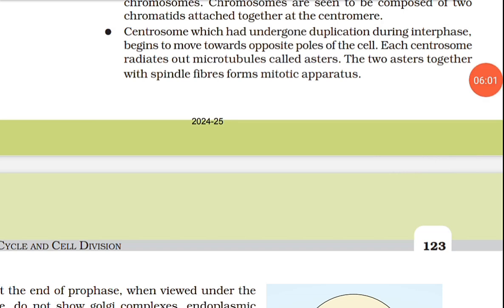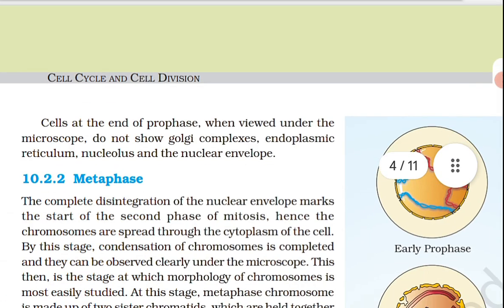Metaphase is characterized by all the chromosomes coming to lie at the equator with one chromatid of each chromosome connected by its kinetochore to spindle fibers from one pole and its sister chromatid connected by its kinetochore to spindle fiber from the opposite pole. I am repeating it again. Hear it properly, okay? ध्यान से सुनना.